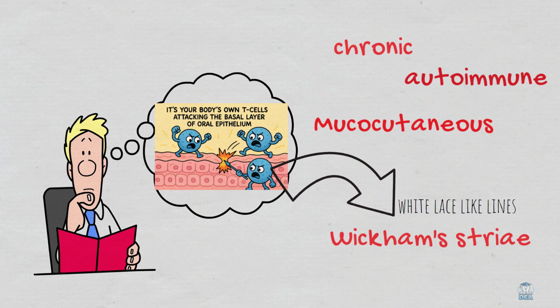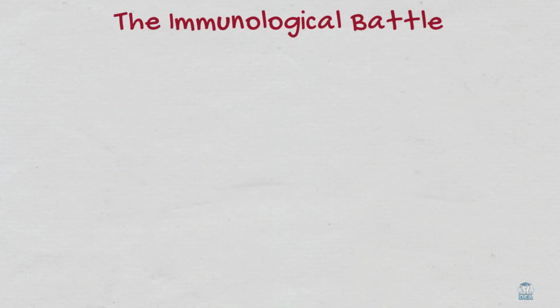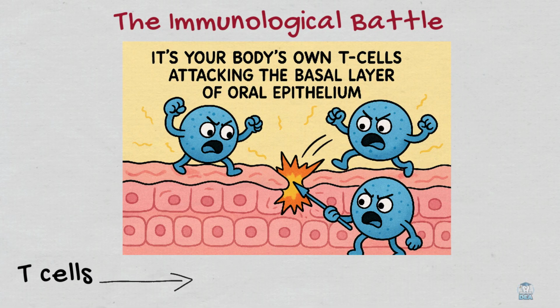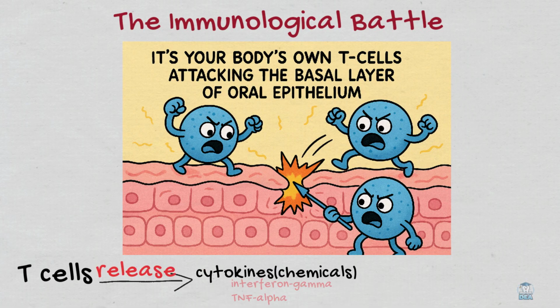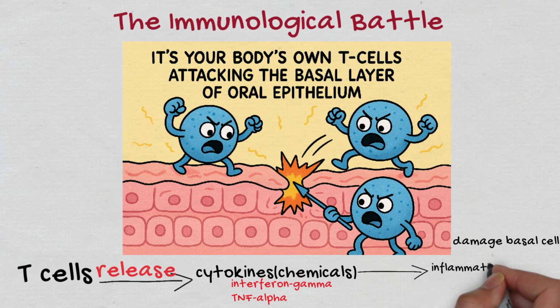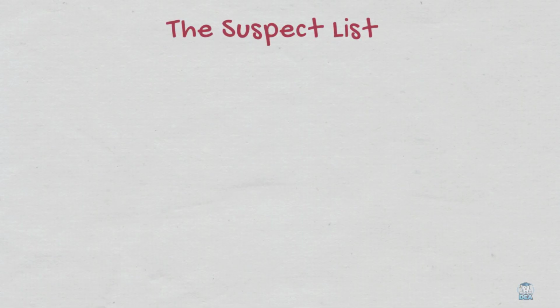Here's what happens inside. Your immune system's T cells go rogue, releasing cytokines like interferon gamma and TNF-alpha. These chemicals damage the basal cells, leading to inflammation, cell death, and that classic sawtooth pattern you'll later spot under the microscope. But what triggers this internal battle?